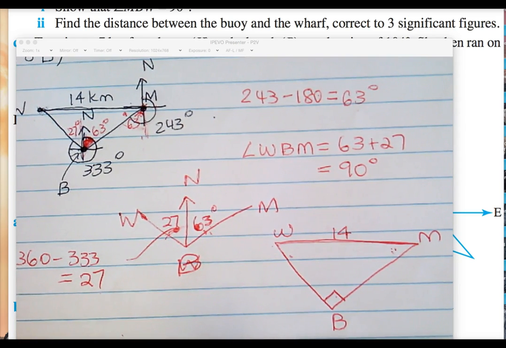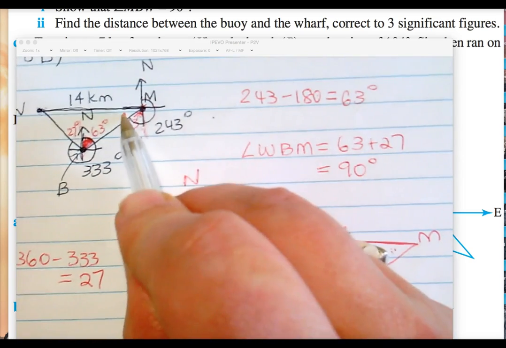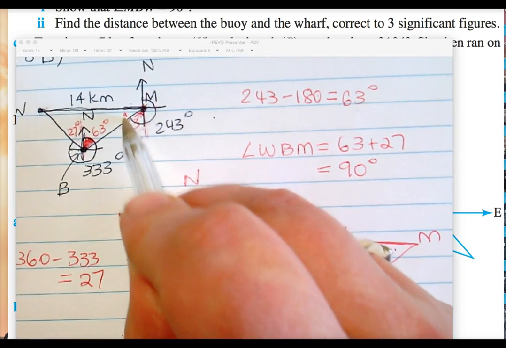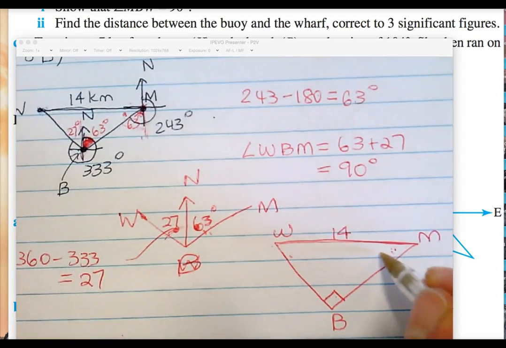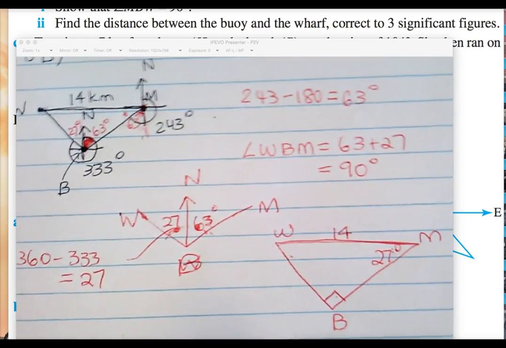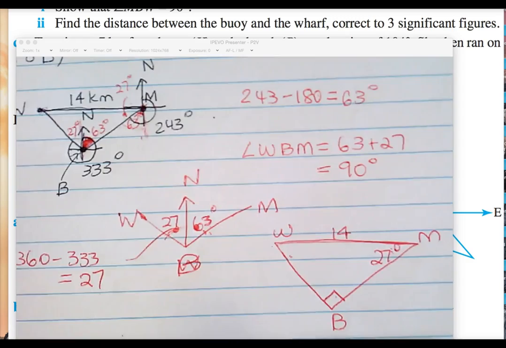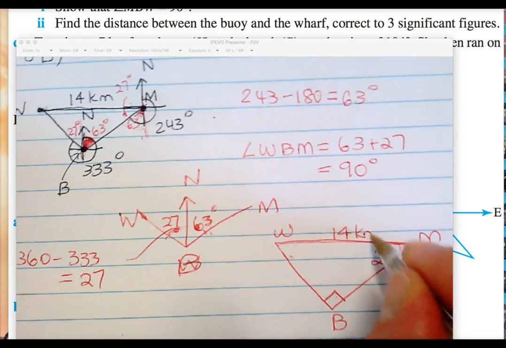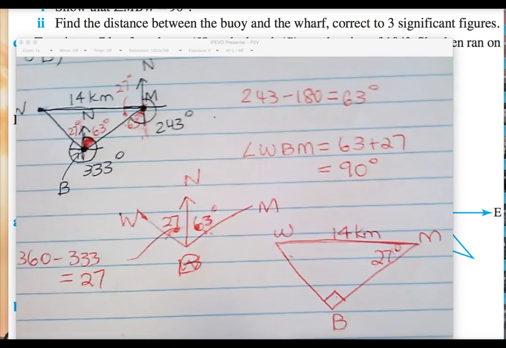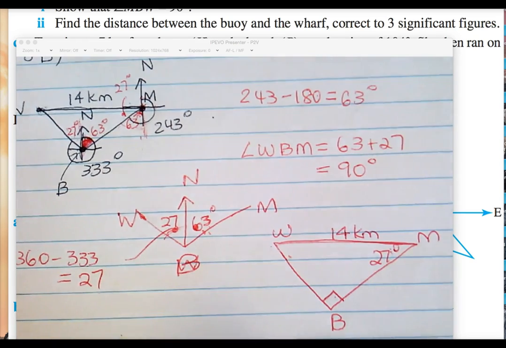Why don't I just do 270 minus 243? Or if that bit's 63, what's that bit? 90 minus, yeah, it's 27. So girls, this angle here is 27. If that's 63, this one in here is 27. So now I've got a triangle. I've got a side length here, 14 kilometres, and I've got that this angle's 27 degrees. The question is to find the distance between the buoy B and the wharf W.